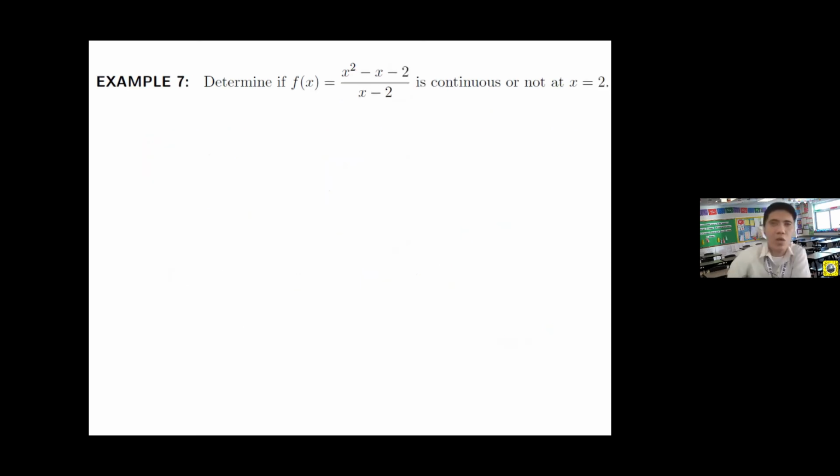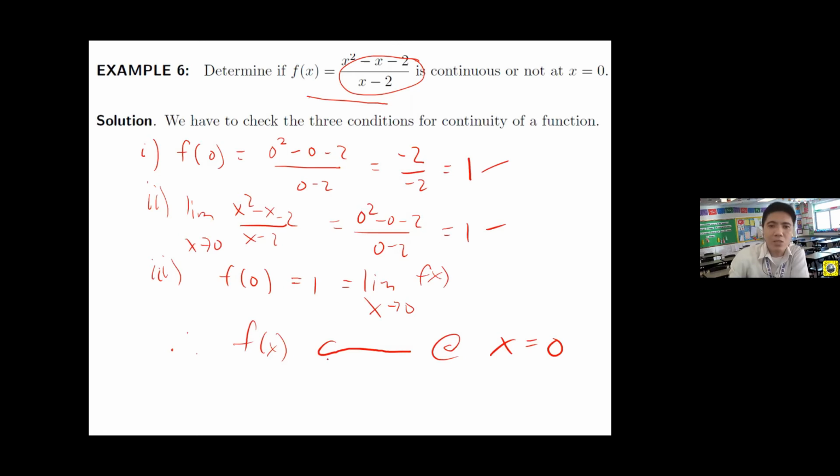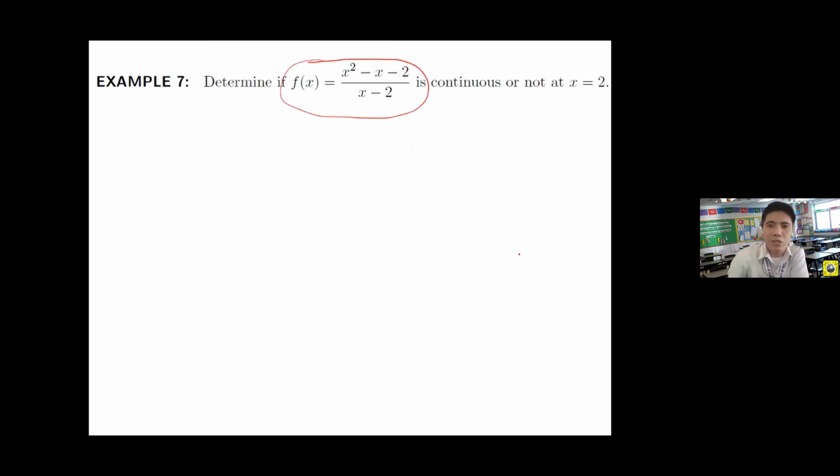What about this one? Same given function from number 6, but this time at x equals 2. Earlier, we concluded that f of x is continuous at x equals 0. The question is, what if at x equals 2? So we try the process.